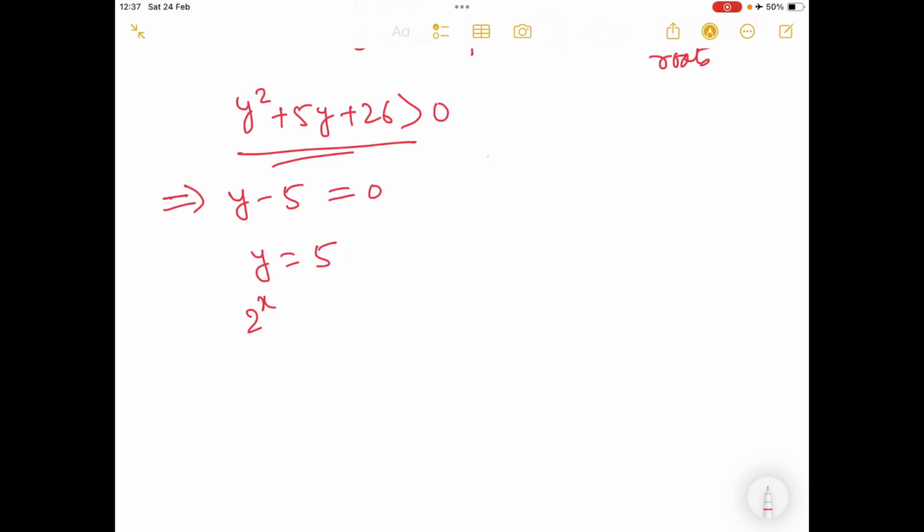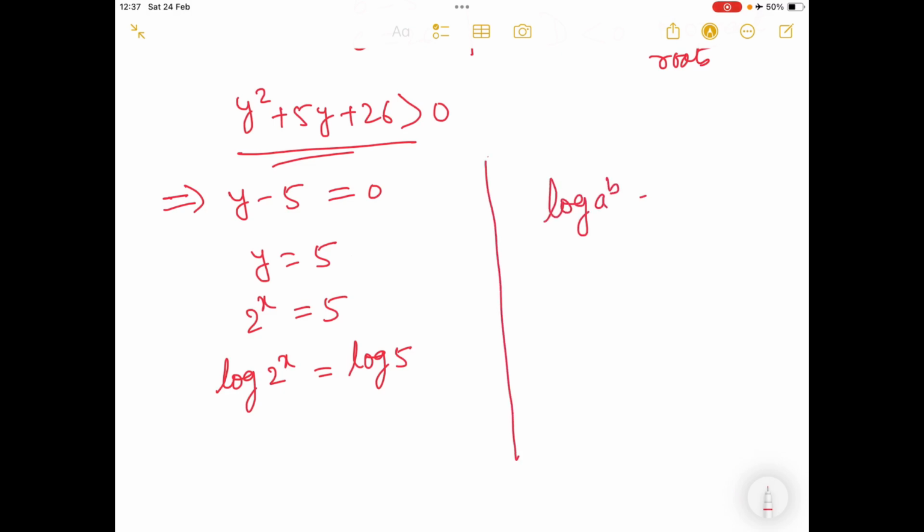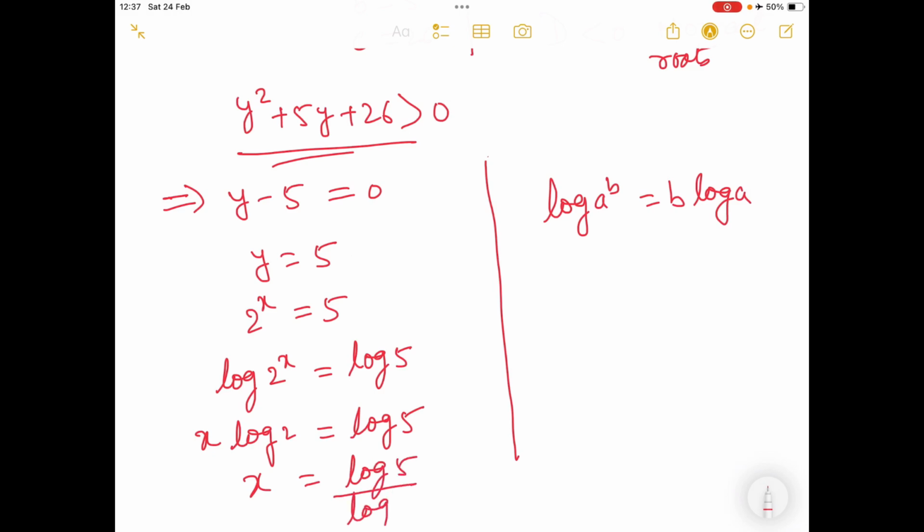Therefore, we can write y is equal to 2 to the power x is equal to 5, and taking log both sides we can write log 2 to the power x is equal to log 5. Further, there is a formula for log: log a to the power b can be written as b log a. With the help of this formula, we can write x log 2 is equal to log 5 and x is equal to log 5 by log 2.